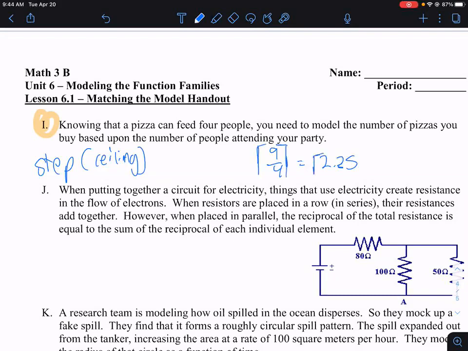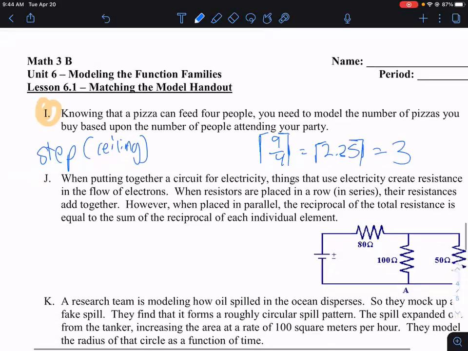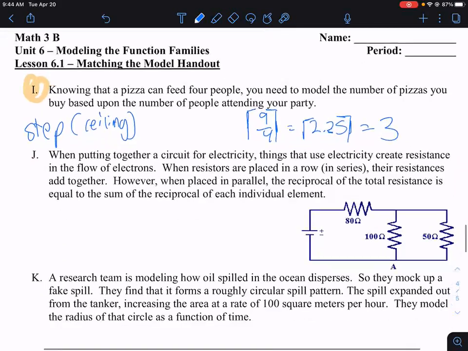Okay, so as a reminder, the ceiling function says you round up to the next number. Even though 2.25 is closer to rounding down to 2, if it's a ceiling function, you always round up.